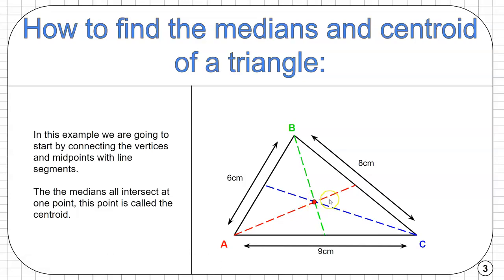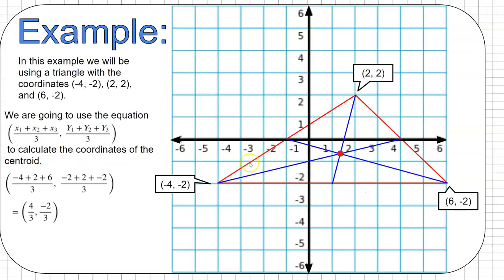So now that we've taken a look at how to find the median and the centroid of a triangle, we can take a look at a few more examples. In this example, we are going to be using a triangle with the coordinates (-4, -2), (2, 2), and (6, -2).